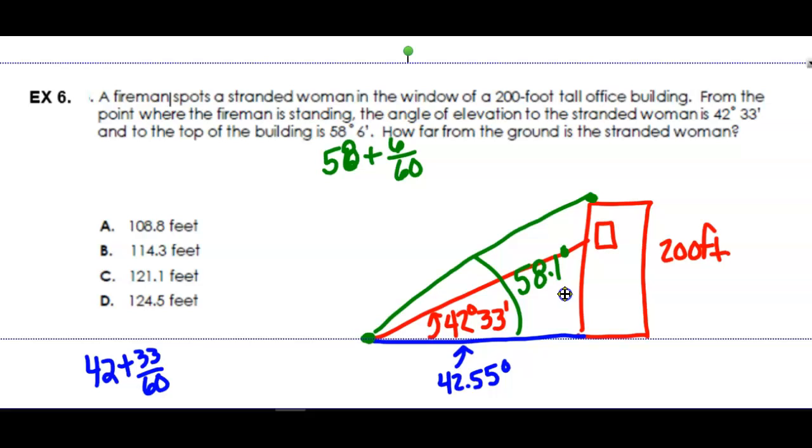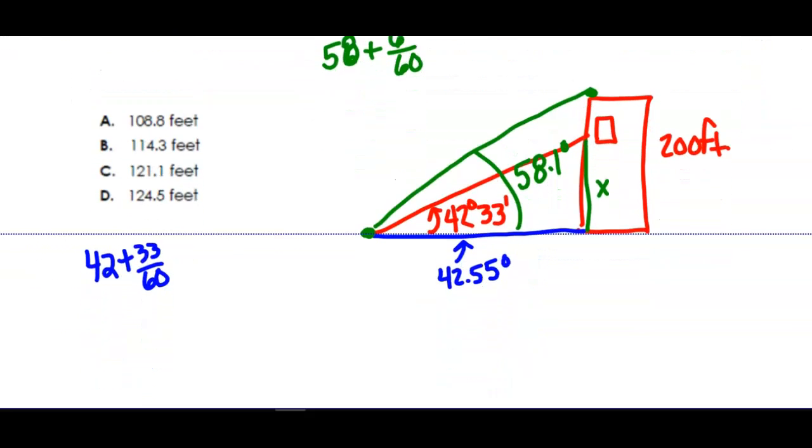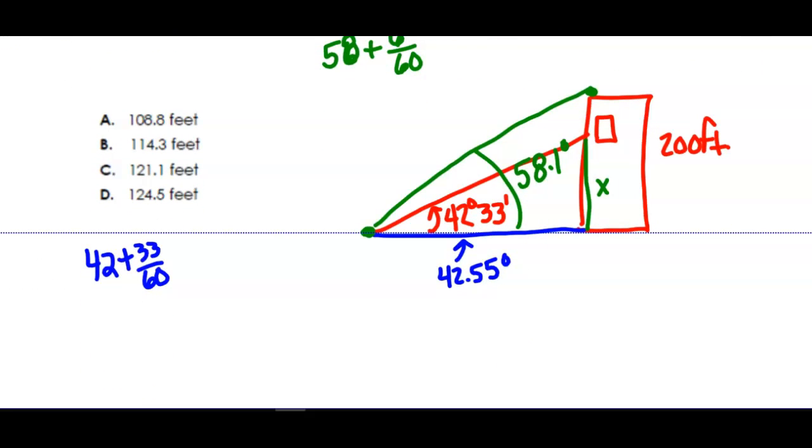All right, what we need to do is figure out how far from the ground is the woman. So we need this distance right here, this little X. How far up is she? I think this is a two-stepper, like the blimp question in the notes and the other one we just set up a minute ago, the UFOs, but it's drawn differently.